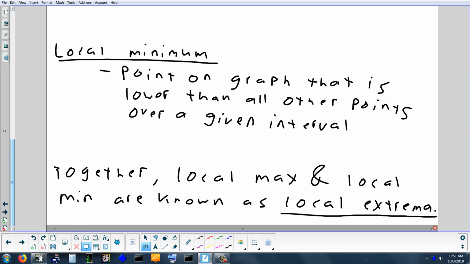So what you might see for directions in a problem is find the local extrema. What that means is find the local maxes and mins. Okay? And we just did that in the last problem. Whatever it came out to, negative 11.95, that was a minimum. So you find it exactly the same way.